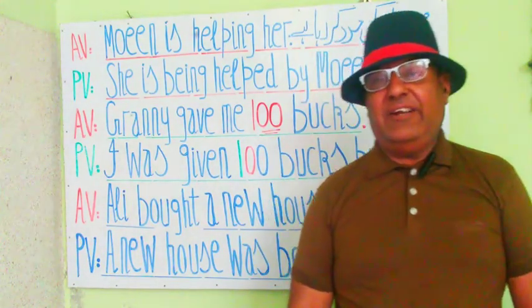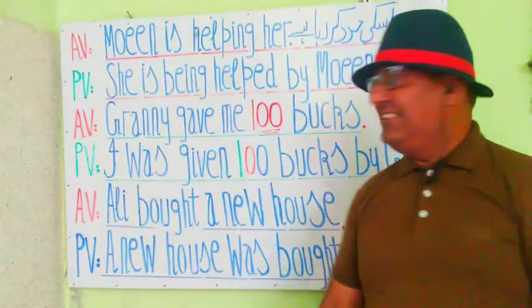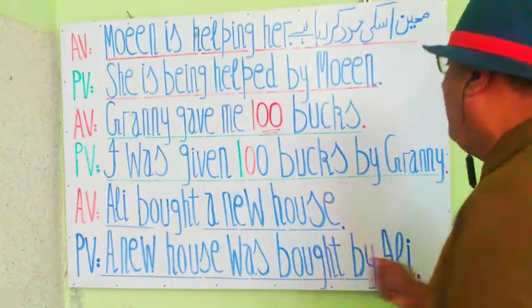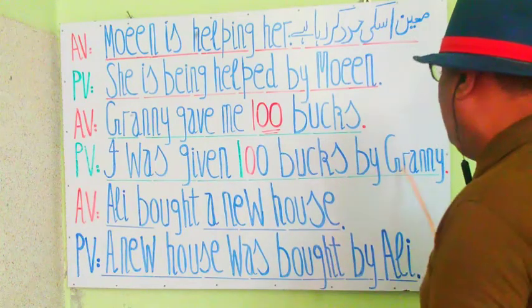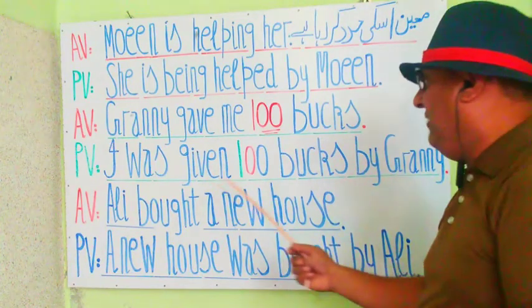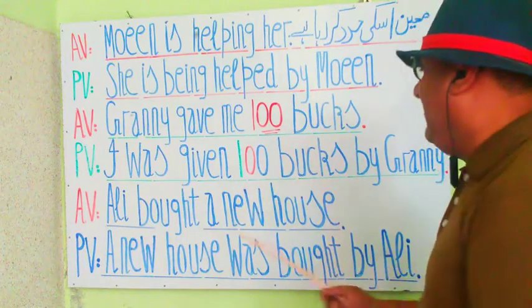So, I was given 100 bucks by Granny. दादी अम्मा से $100 मुझे दिए गए. This is the passive. Let's read out the next statement.